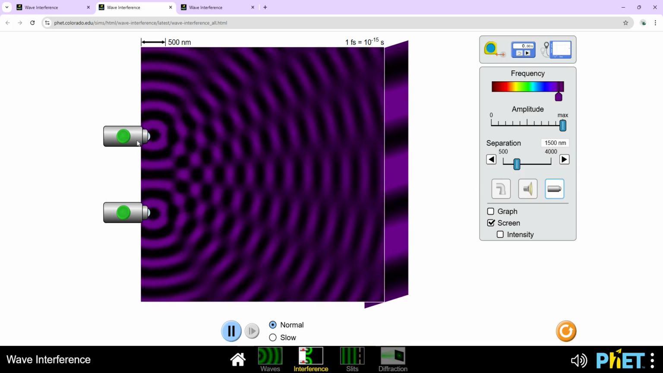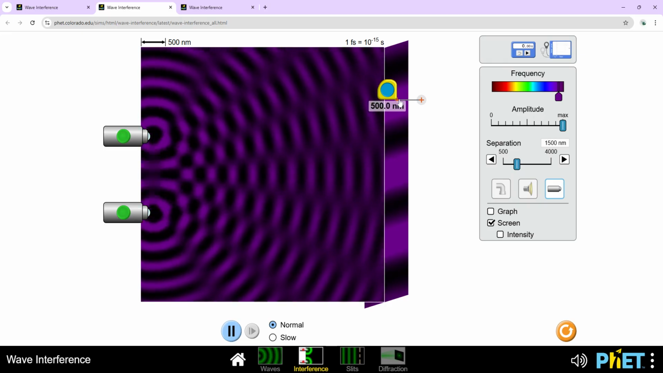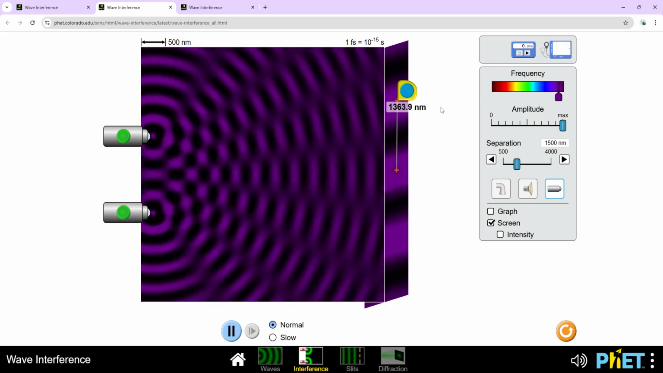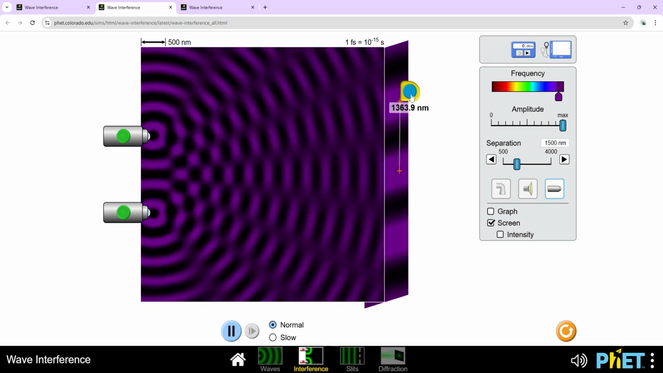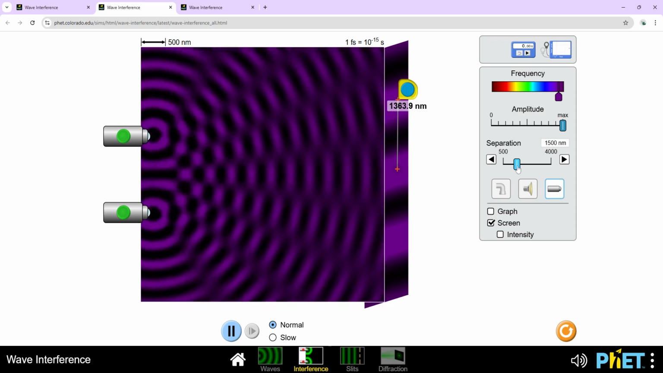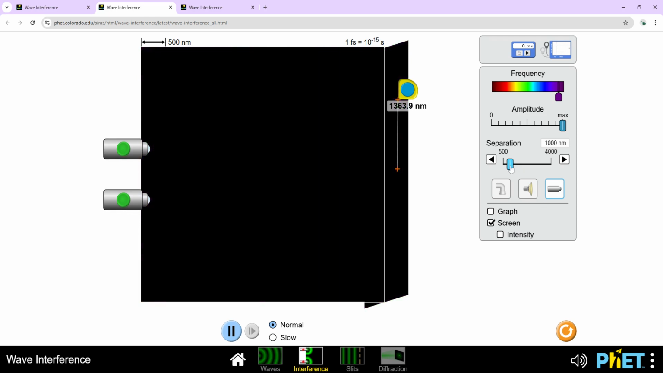So the geometry also has an impact. Let's have a look at the separation between the wave sources. So for the purple, we've got the center of that fringe and the center of this fringe. So we have our distance there. Let's see what happens if we were to decrease the separation between the waves. So bring them a bit closer together.